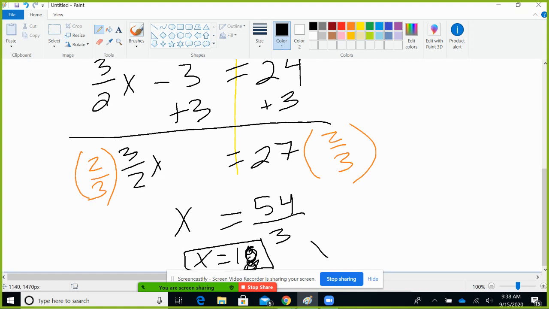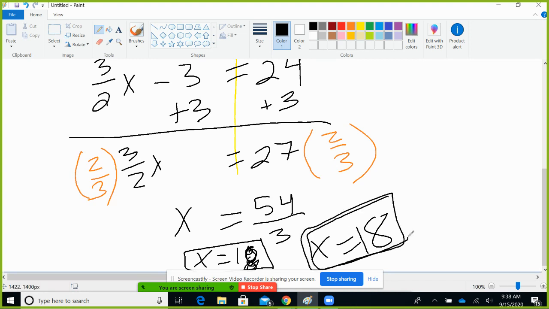Does that look like an 8? X equals 18. So both ways we got the same answer. We still had to multiply by the reciprocal.